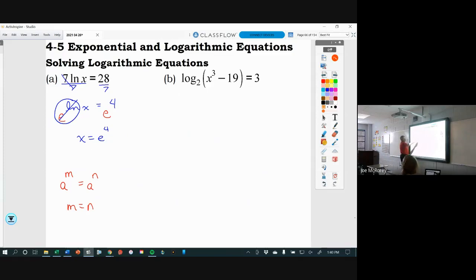Of course, we want to go back and check it and plug it in. If you plug that in, the 7's already here. Natural log of e to the 4th. The 4 comes out front, so now I have 7 times 4 times natural log of e. Natural log of e is 1, and 7 times 4 is 28, so it checks. So the solution set would be e to the fourth. Give B a shot. At least get it started.